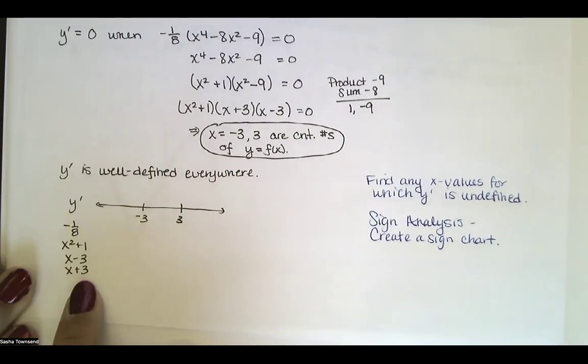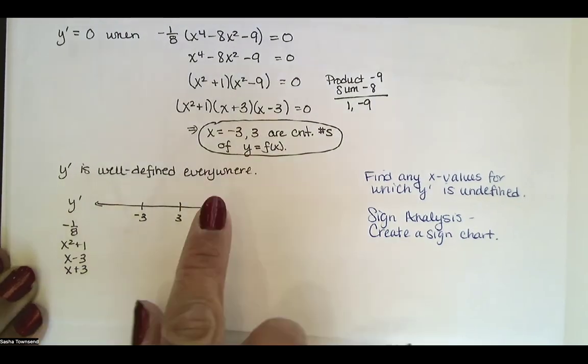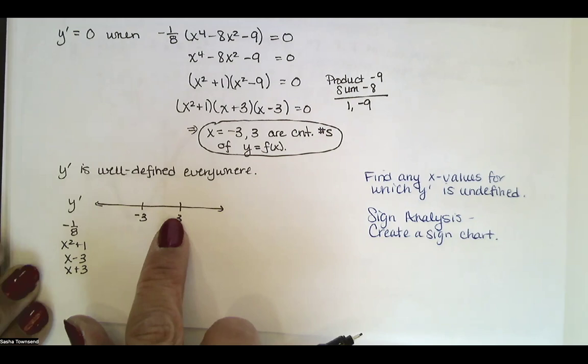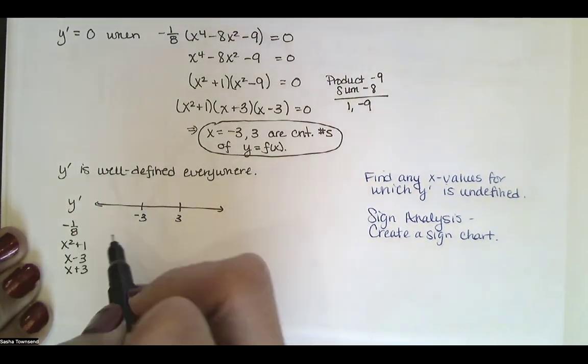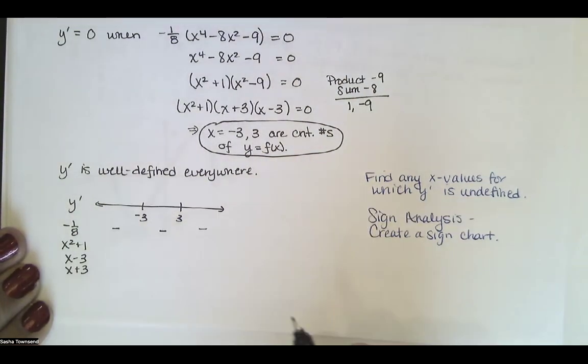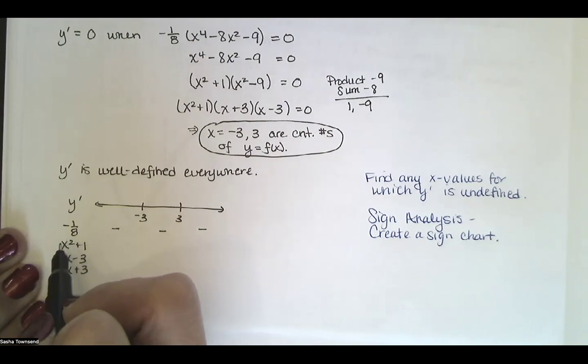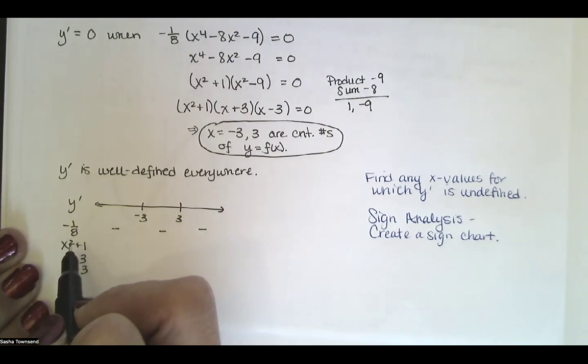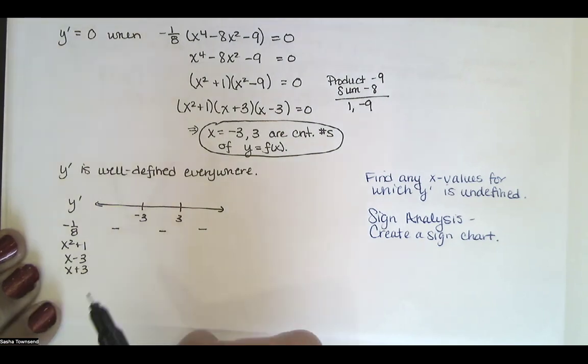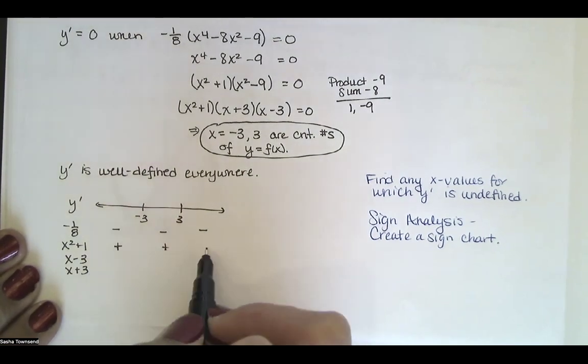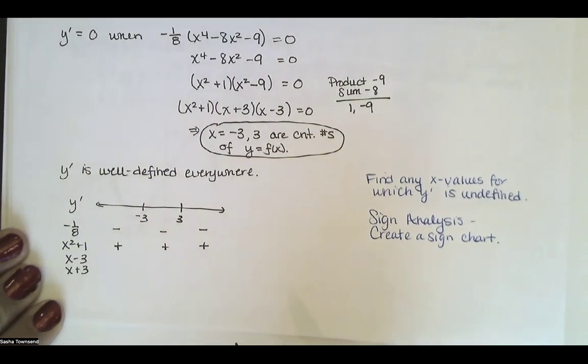Now, the only places where those factors change signs is potentially at these values. A -1/8 is always negative. It doesn't matter what interval we're on, it's negative. And x squared is always non-negative. It's always positive or possibly 0, but then we add 1 and it's definitely positive. So every interval that's positive.